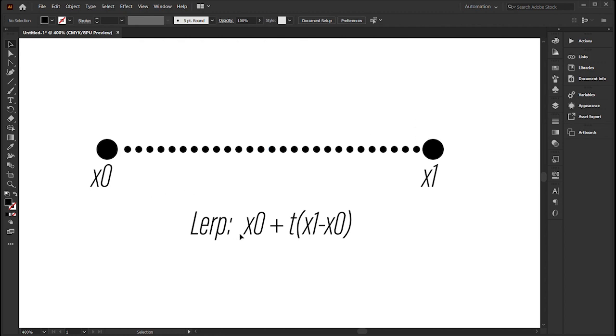So this is pretty self-explanatory. If you start with a really small t, for example 0.01, you're going to start over here, and if you keep incrementing that t's value, you're going to get over here, then here, then here, then here, and finally up until you reach x1, right?